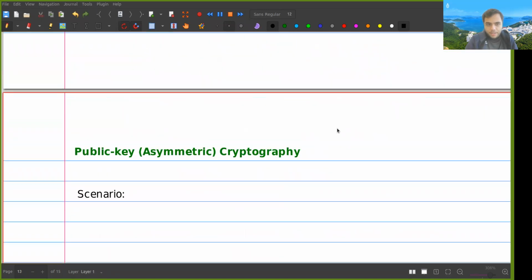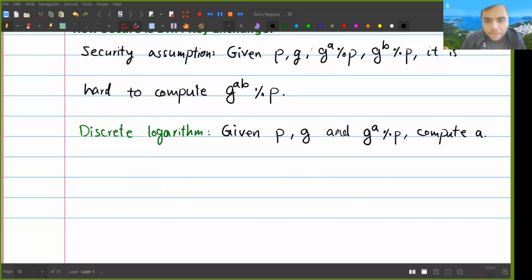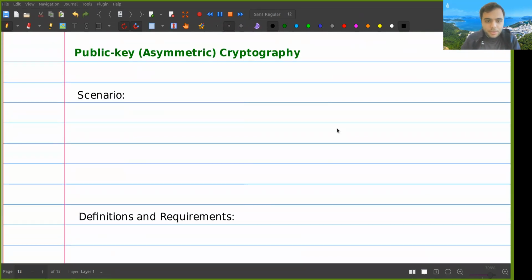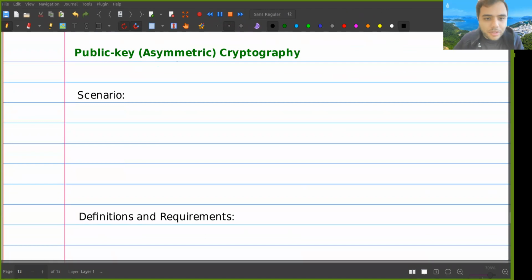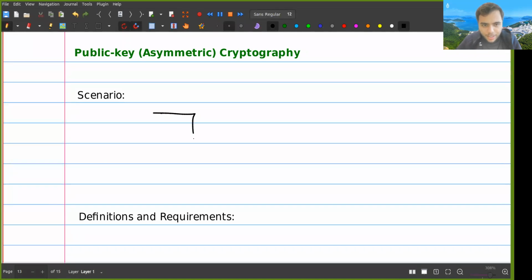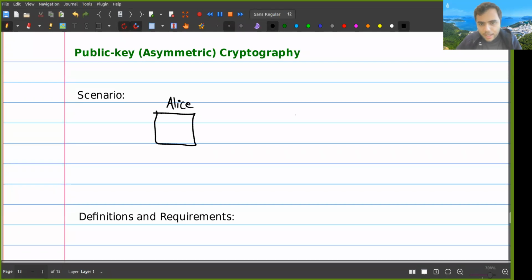Okay. So I'm now going to move on to another scenario where we want to do public key or asymmetric cryptography for the first time. So here's the scenario that we have. Let's say that, again, as usual, we have Alice and we have Bob.